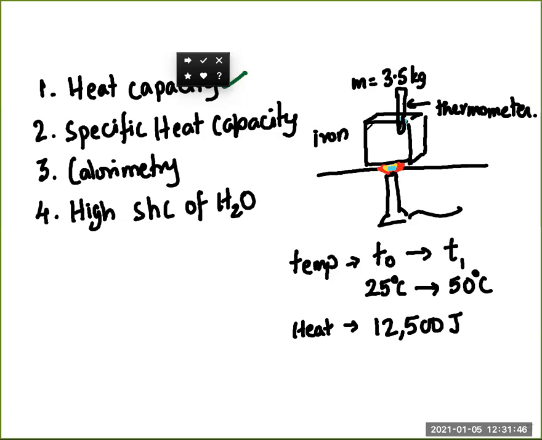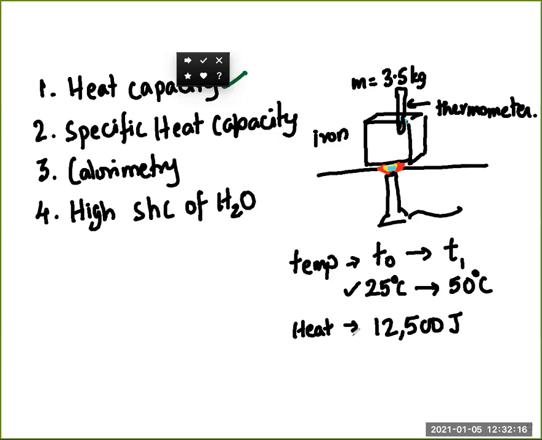The situation is something like this. You have an iron block approximately weighing 3.5 kilograms, and that iron block is being heated by a Bunsen burner. There is a thermometer which has been drilled and placed inside the iron block, which is measuring the change in temperature. Now I give you the scenario that the temperature of this iron block went from 25 degrees Celsius to 50 degrees Celsius. That's a change of about 25 degrees Celsius.